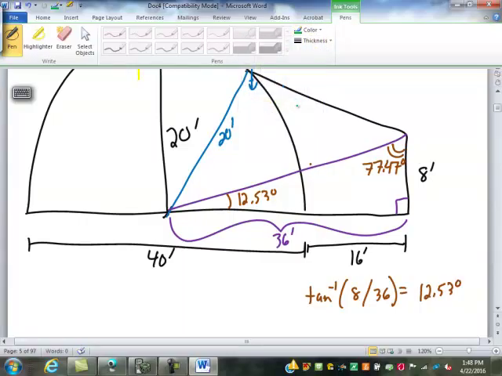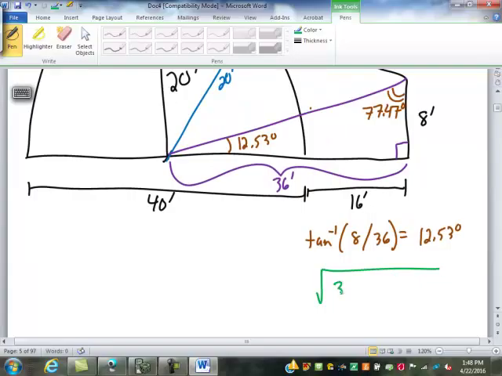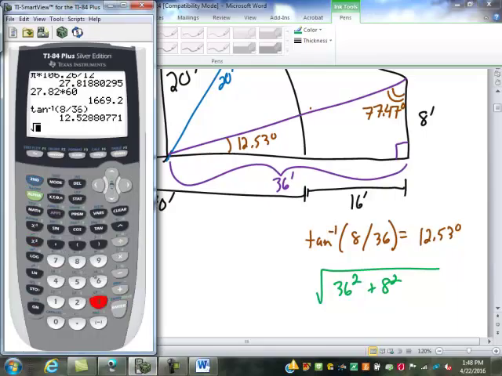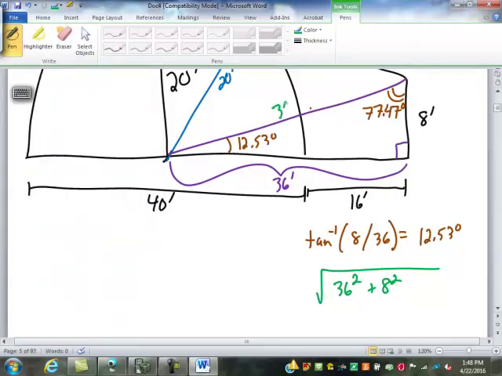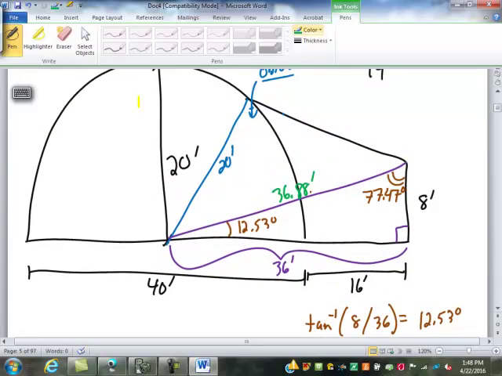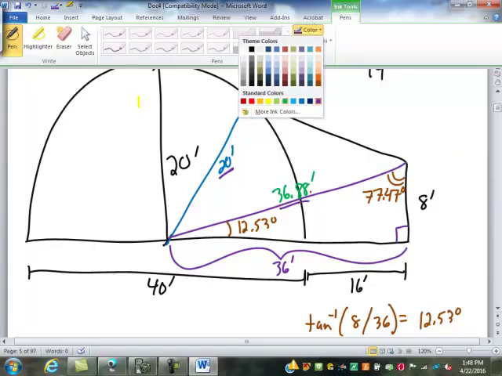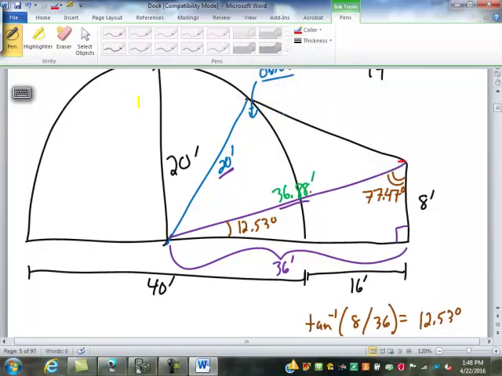We can find it rather quickly by doing the square root of 36 squared plus 8 squared, 36.88 feet. Now then at that point we look at the other triangle and it looks like the only piece of information we have is the 20 and the 36.88. We need 3 pieces of information though to do anything with a triangle. So this is where we're going to have to manufacture a little bit of information here.